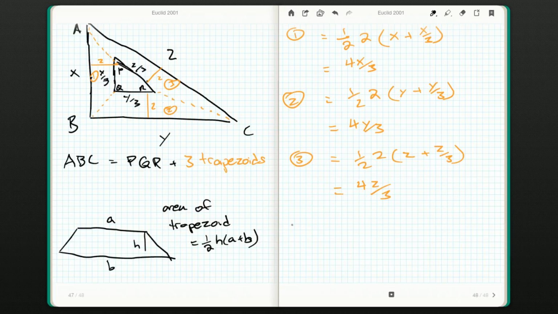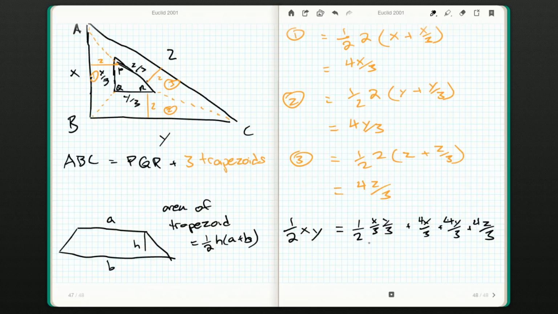So the area of triangle ABC is 1/2 of xy, and that's going to be 1/2 x over 3 times y over 3, just doing the area of ABC and the area of PQR, plus 4x over 3, plus 4y over 3, plus 4z over 3. And it occurs to me I haven't used the Pythagorean theorem yet, so I can relate z back to x and y. We'll see if I need to.